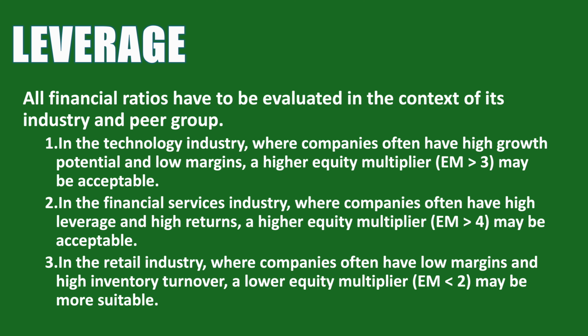For financial ratios, it is very important that you evaluate them in the context of their industry and peer group. So here are some ratios which are given for the technology industry. Equity multiplier higher than 3 may be acceptable. For the financial services industry, equity multiplier greater than 4 may be acceptable. In retail, a lower equity multiplier, less than 2, may be more suitable.